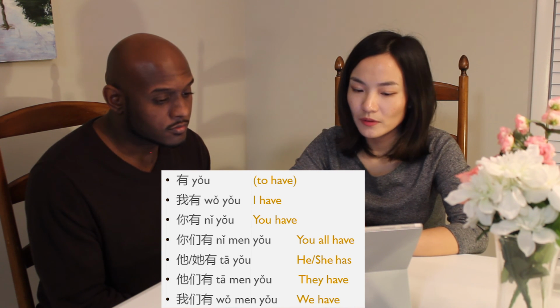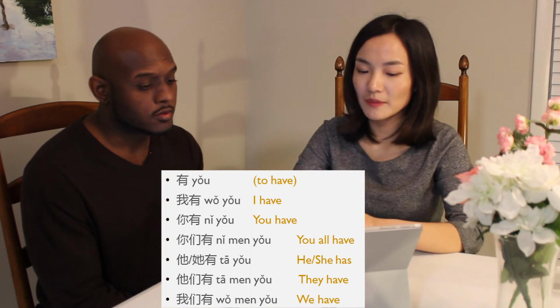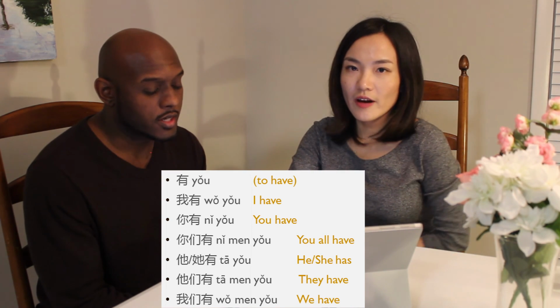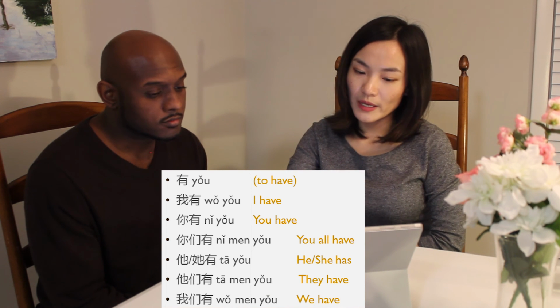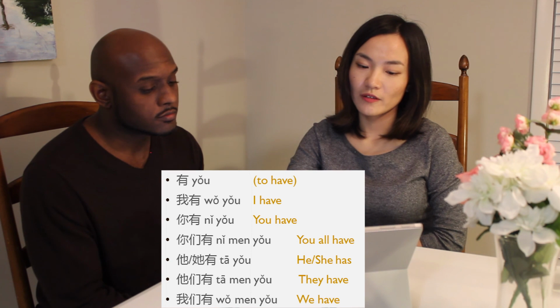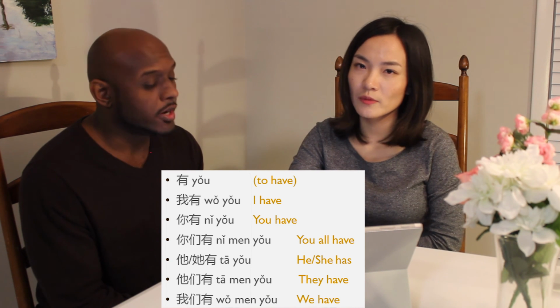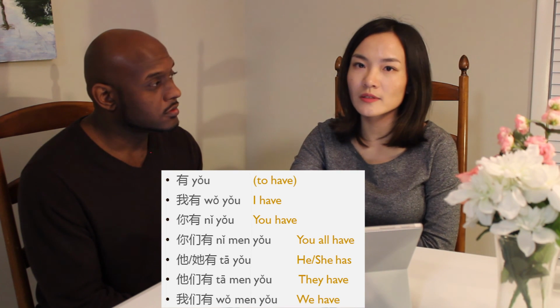他们有. They have. Oh, 他们, I see, they. Got it. And we have 我们有. So if you are confused with any of these pronouns, just go back to the first lesson we have covered, where we introduced pronouns.